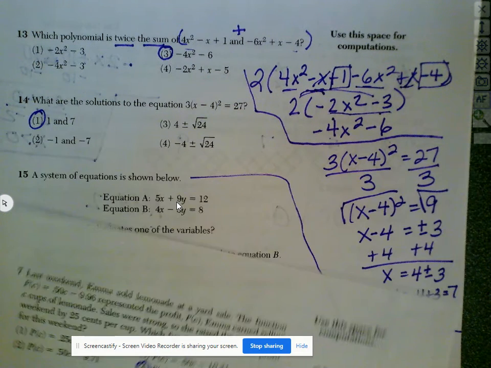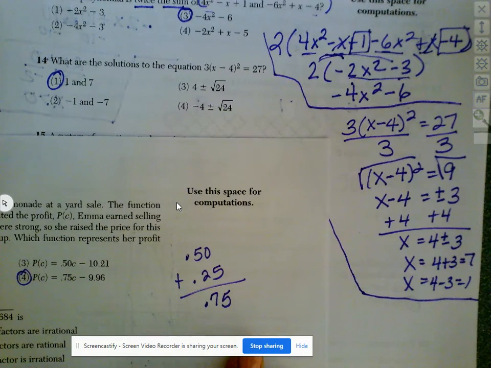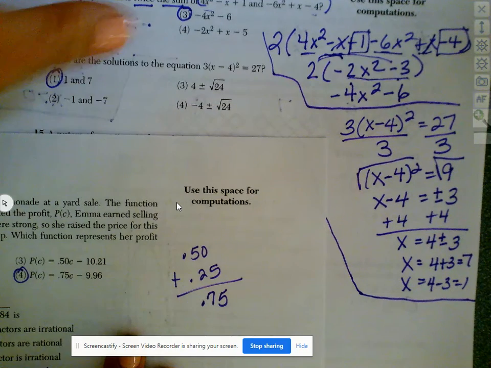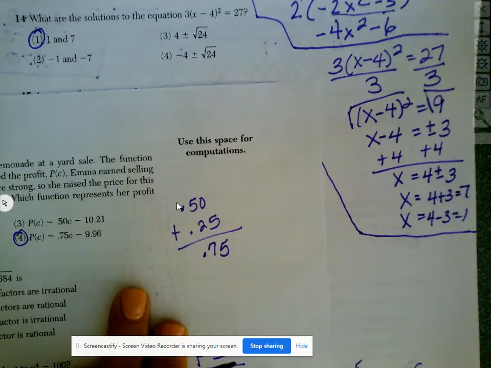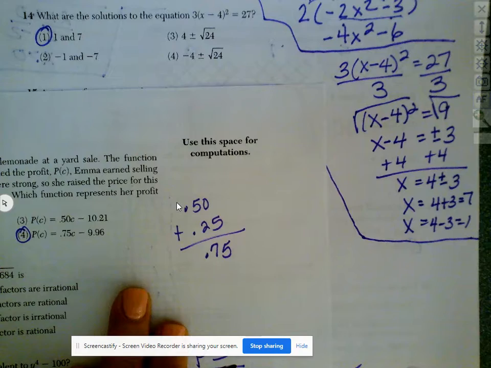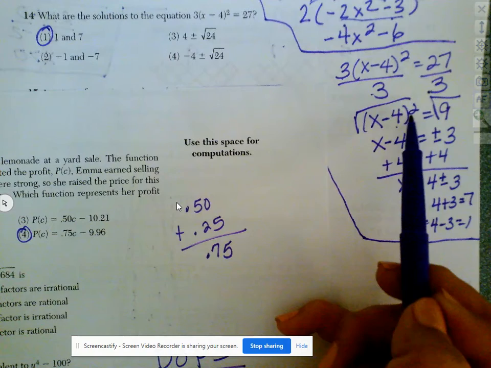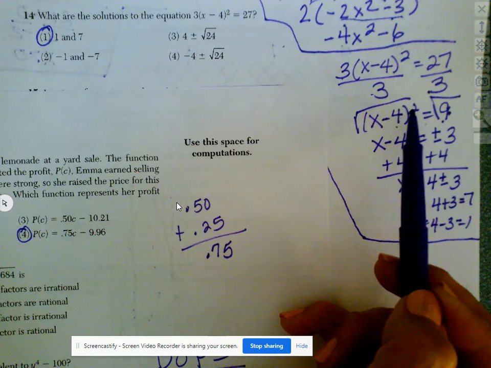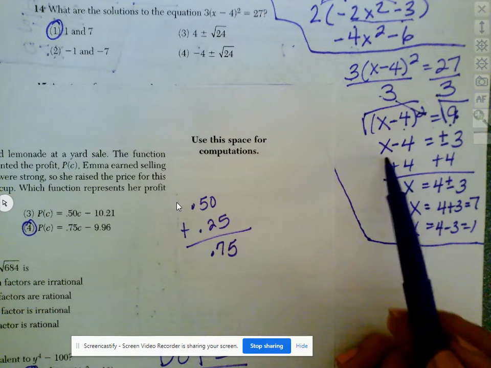Okay, for number 14, it says, what is the solution to the equation 3 times (x minus 4) squared equals 27? Well, there's a couple things we can do here. The easiest way is, since it's already equal to something, we can divide both sides by that 3 to get rid of it. Then we're going to have (x minus 4) squared equals 9, because 27 divided by 3 is 9. The inverse of squaring something is doing the square root, so I square root both sides. So these cancel, and it gives me x minus 4.